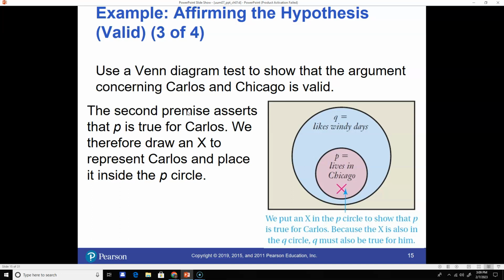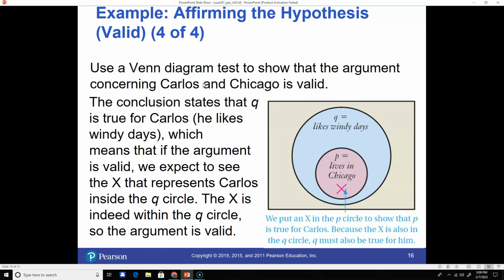What does the second premise say? It says that P is true for Carlos. We therefore draw an X to represent Carlos and place it inside the circle, right? He lives in Chicago. Since he lives in Chicago, he's also in this bigger bubble saying he likes windy days, so that should be a valid argument. So use the Venn diagram to show that the argument is valid. That's what we basically just said.